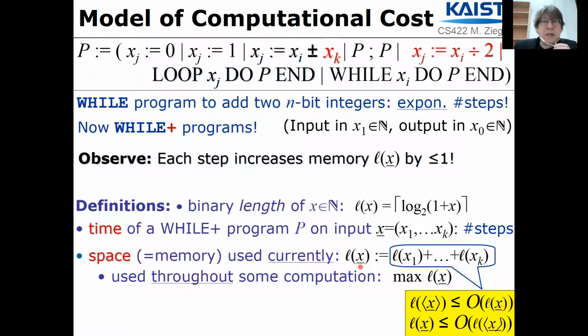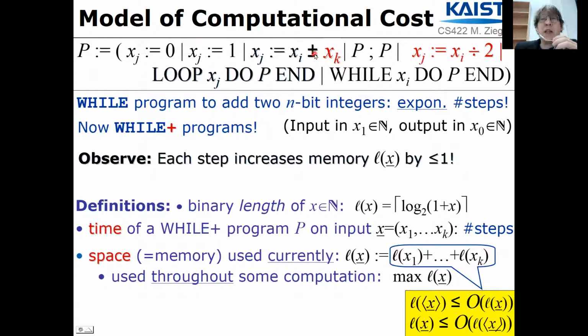And the observation here is that each step may or may not increase the amount of memory, right? For example, dividing by 2 decreases the amount of memory. Actually, it decreases by 1 bit, right? So imagine division by 2 is basically shifting by 1 bit, and therefore the binary length decreases by 1. Similarly, subtracting may decrease the value of the variable, right? Remember, we only have non-negative numbers, so subtraction really decreases in general, which also results in a saving of memory according to this definition, right?